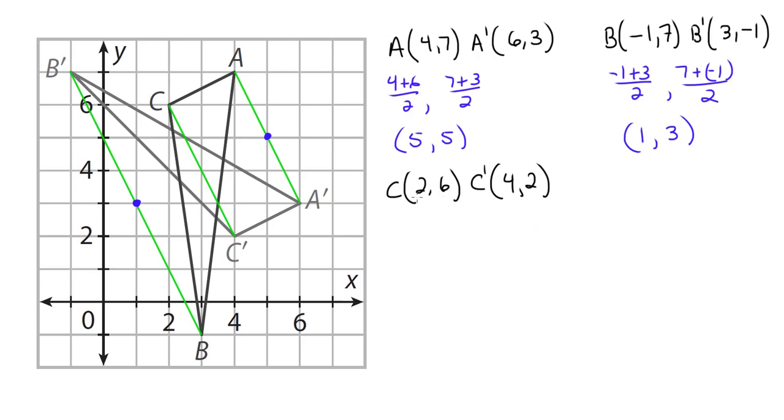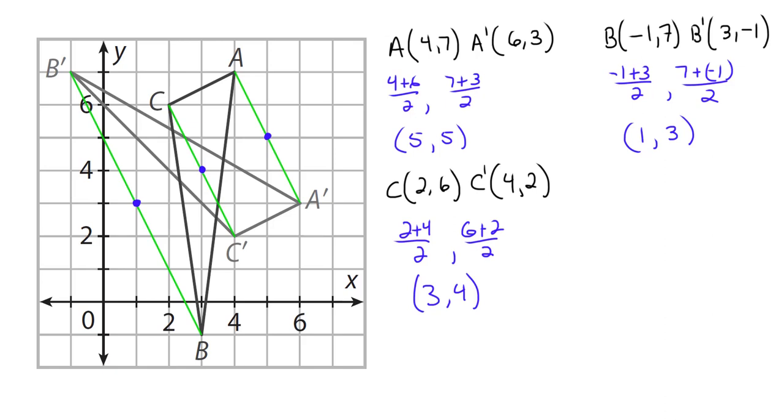Now, C to C prime, we have 2 plus 4 divided by 2. And we have 6 plus 2 divided by 2. 2 plus 4 is 6. Divided by 2 is 3. And 6 plus 2 is 8. Divided by 2 is 4. So the midpoint of line segment CC prime is at 3, 4, and that's going to be right here. And once again, by counting, to get from C to C prime is down 4, right 2, and half of that is down 2, right 1, which puts us right here.